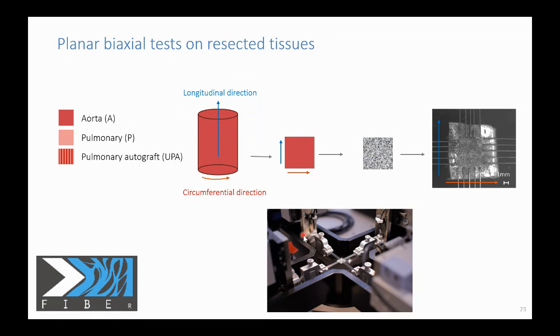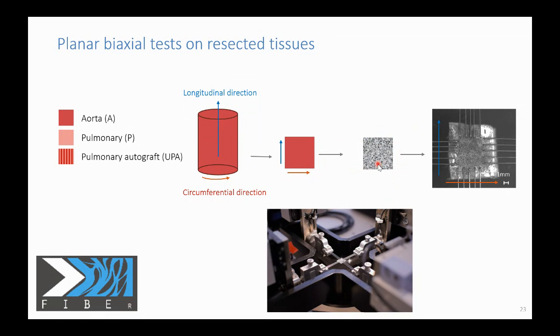On the other hand, we performed planar biaxial tests, so mechanical tests on the resected tissue. So again, on the aorta, on the baseline pulmonary artery, and then on the pulmonary autograft that remodeled for 6 months. So we resected the tissues, we make sure that we align them with the natural longitudinal and circumferential direction.